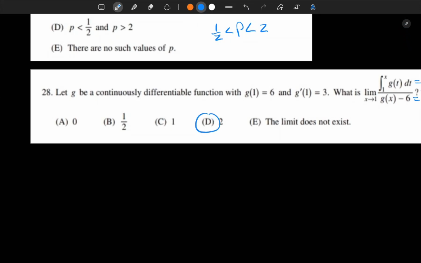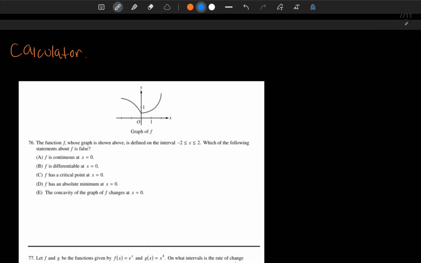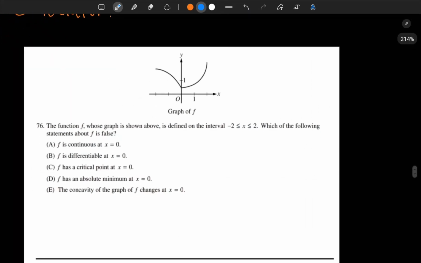So this concludes the no calculator section of this part of the exam. Let's move on now to the calculator section. The function f, whose graph is shown above, is defined on the interval -2 less than or equal to x less than or equal to 2. Which of the following statements about f is false?